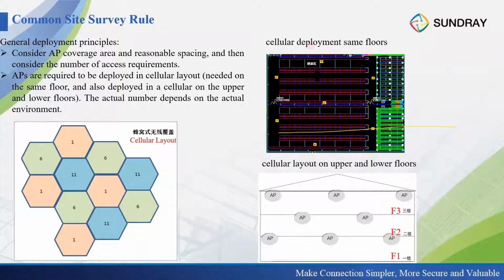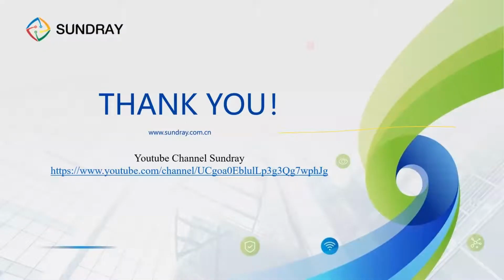Okay, here's the cellular layout rule for us to deploy a network. For example, we use different channels in neighbor APs, and this difference is not only on the same floor, it's also on different floors. On floor one, the AP needs to use a different channel from the APs on the upper floors. Okay, so that finishes all 5 slides for today.